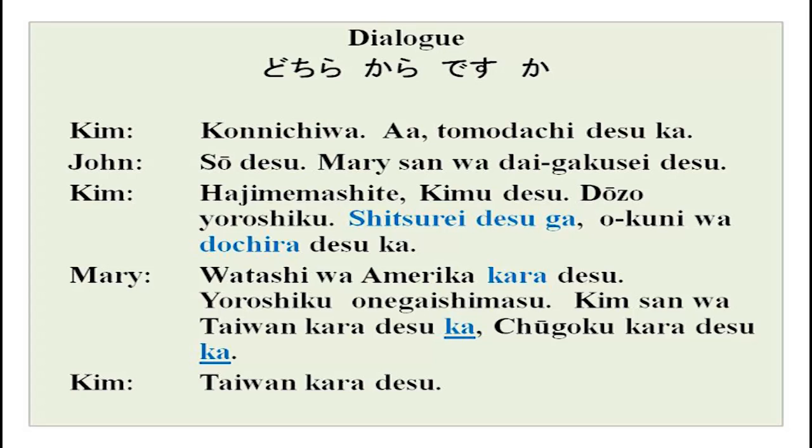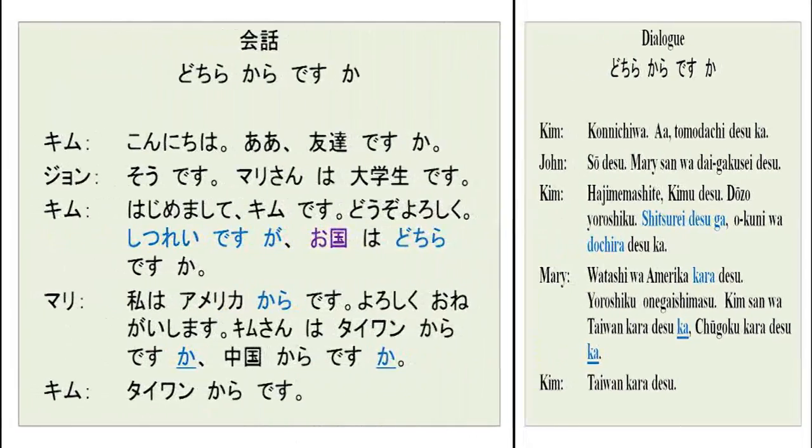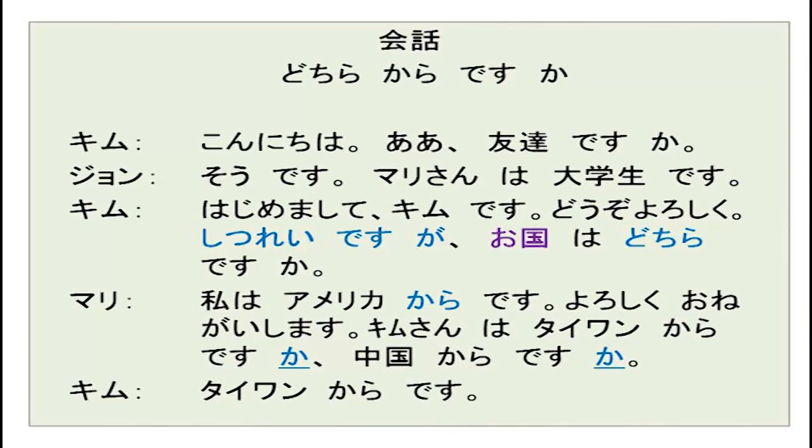So, I know it sounds very strange to you. Lot of things you do not know over here. We'll discuss it right now. Well, you can see the conversation is here in the script now. Dochira kara desu ka? And you have Kim-san and John, Kim and John written in katakana.